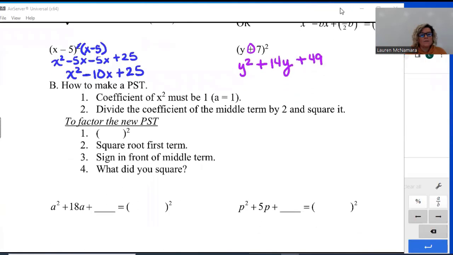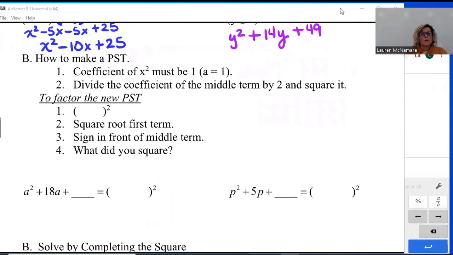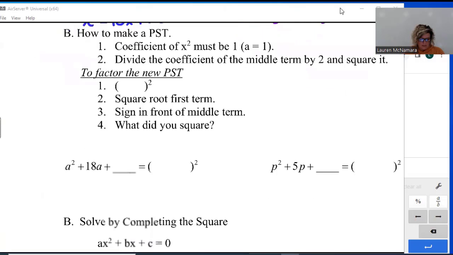All right, so how to make a perfect square trinomial. So this is now we're going to work. So we want to make it a perfect square trinomial so we can write it as a binomial squared. So it says the coefficient of x squared must be 1. This does not work if the coefficient of x squared is not 1. Divide the coefficient of the middle term by 2 and square it.